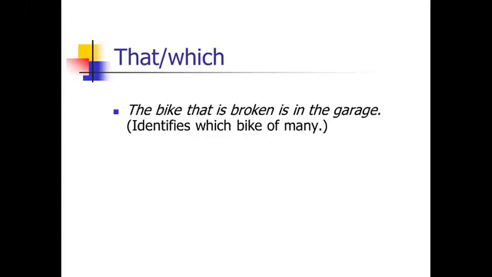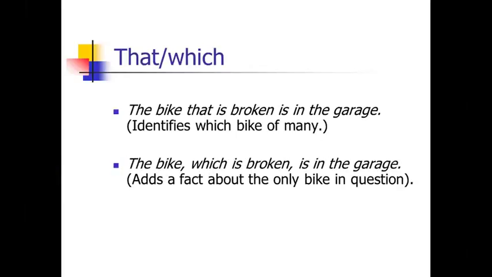A few more examples. If you said, "The bike that is broken is in the garage," that tells you that the bike that's broken is in the garage, the one that's working fine is on the driveway, right? It identifies one bike out of many. So that's essential information, or we wouldn't know what bike you were talking about. Compare that with, "The bike, which is broken, is in the garage." This is just adding an extra piece of information about the one bike in question. Everybody knows we're only talking about this one bike, and here's some extra information about it. So again, because it's not essential, it's set off with commas. That's really the way that you can get this right: if you're setting something off with commas, use which, and if you're not setting it off with commas, use that.